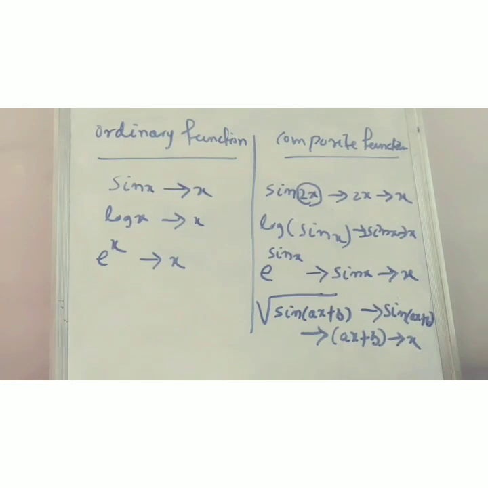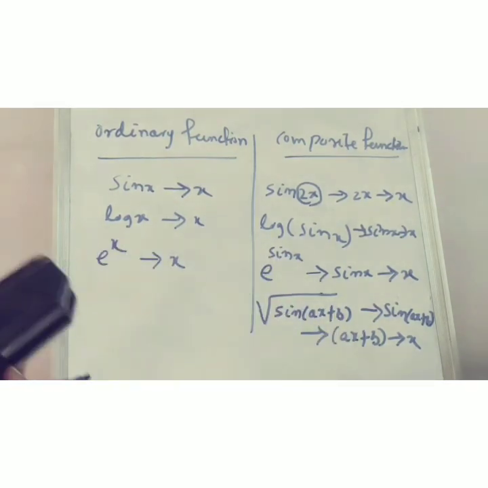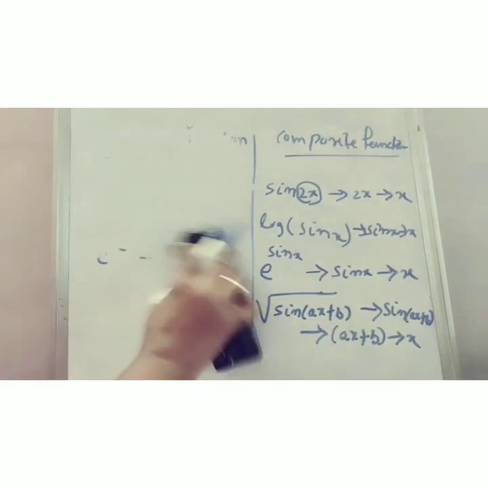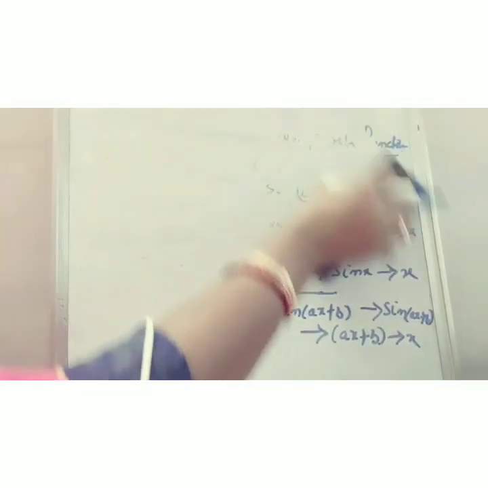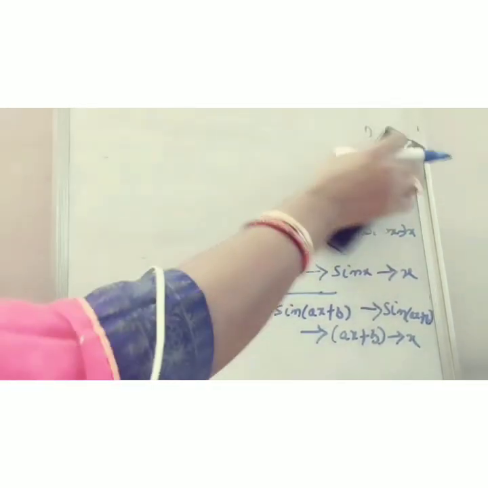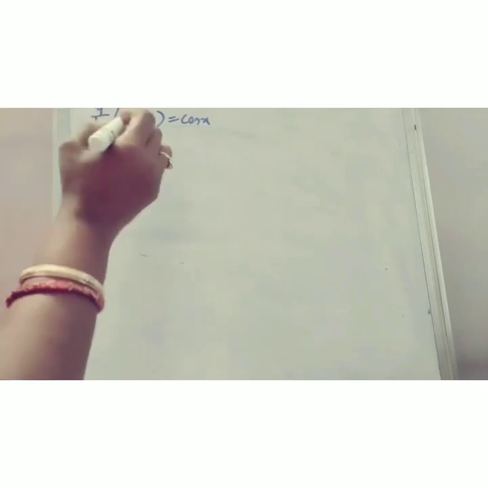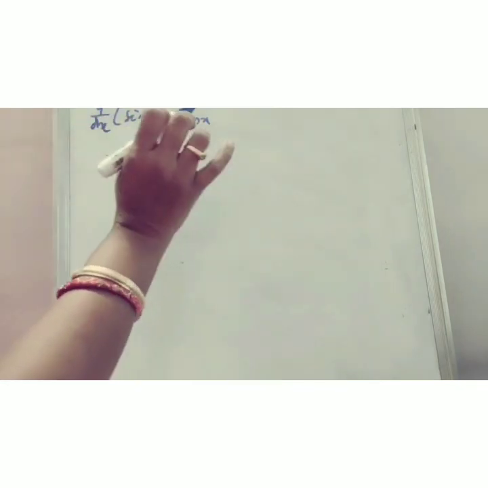Okay, now let us move on to the next. What is the chain rule? You can differentiate ordinary functions by applying the formula. Because d by dx of sin x is equal to cos x, because you have the formula. That is why you write d by dx of sin x is cos x.